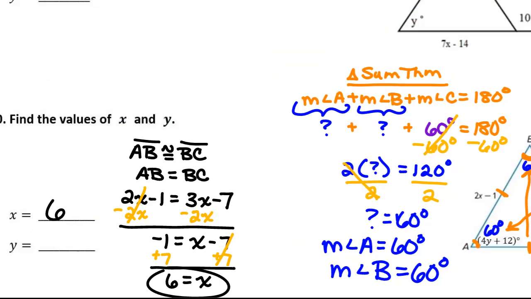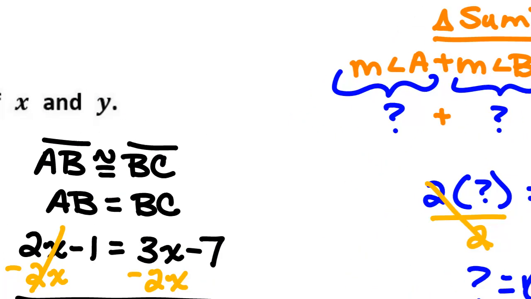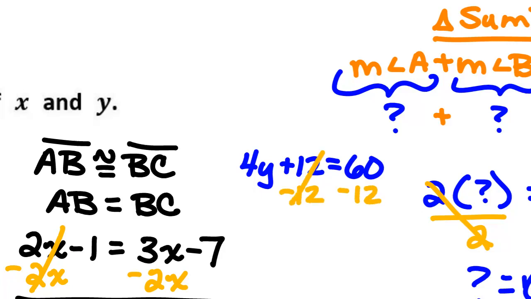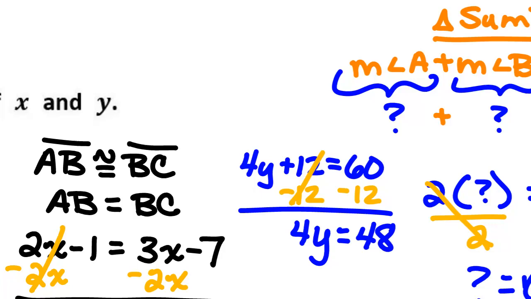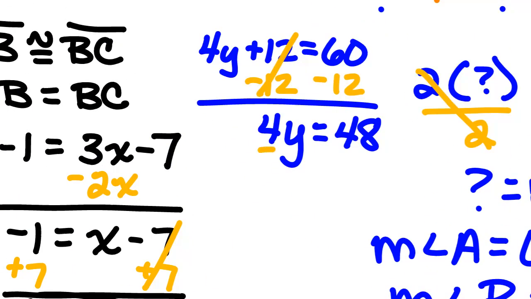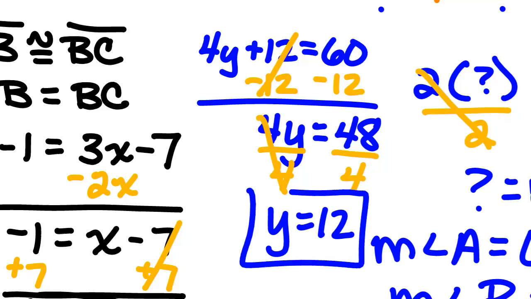To find y, well, I know that angle A is 60 degrees, so I can do 4y plus 12 is equal to 60. Subtract 12 from both sides. What's 60 minus 12? 48, so 4y is equal to 48. I'm going to divide both sides by 4, and I get that y is 12.